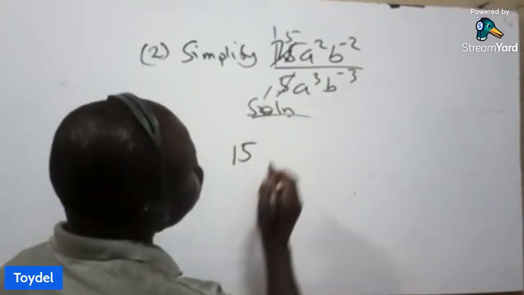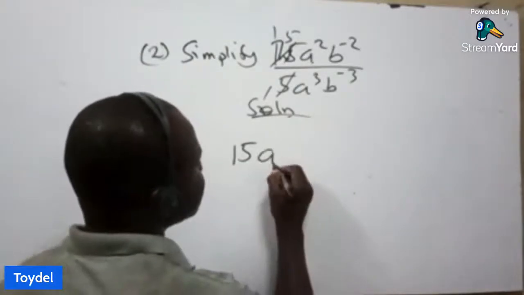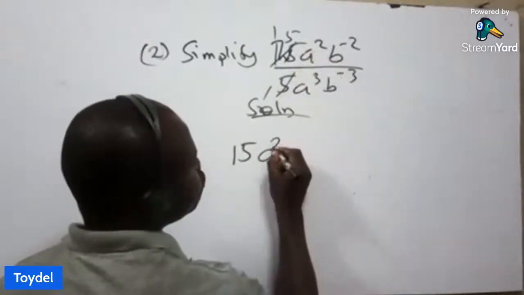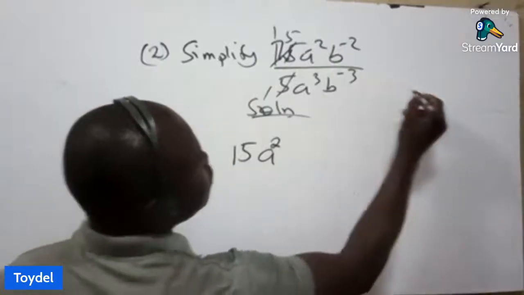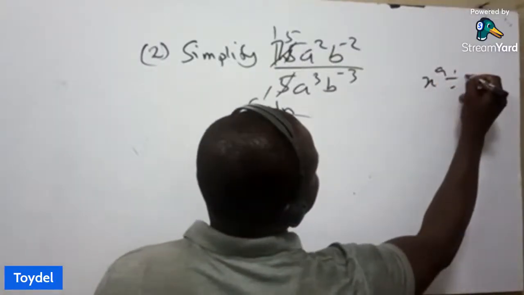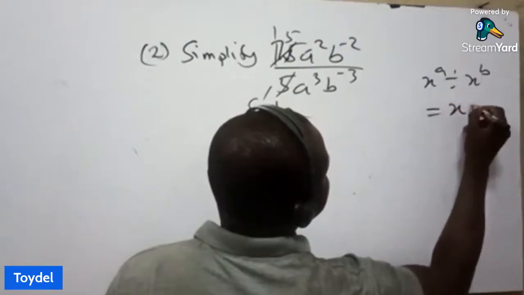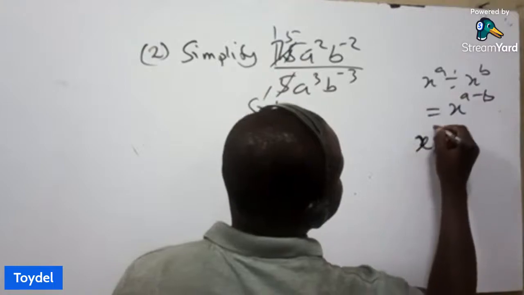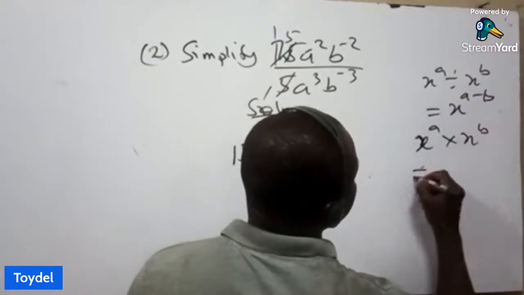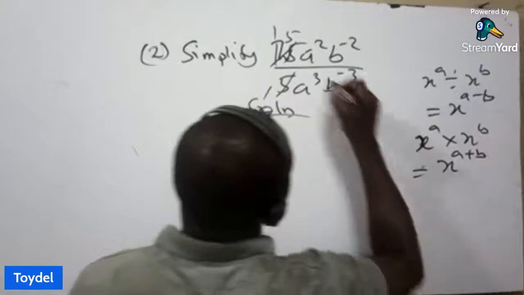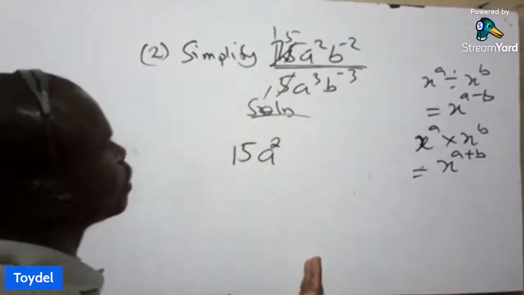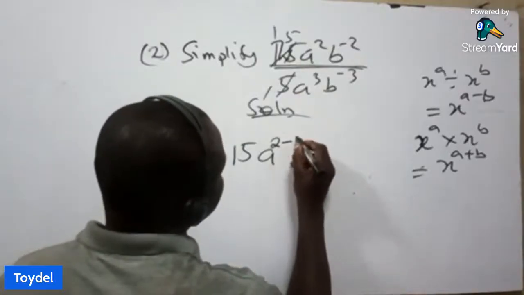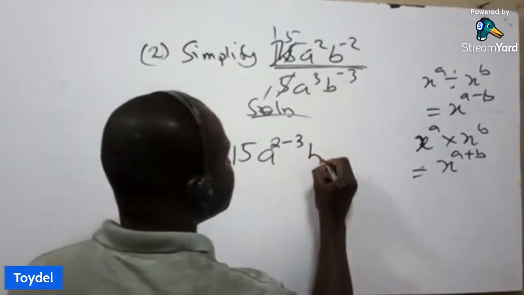Then you now apply the law of indices. There's a at the numerator and there's a at the denominator. What is the power of a at the numerator? 2. In indices, when you have division, s raised to power a divided by s raised to power b, the law says that it will be s raised to power a minus b. If it is multiplication, s raised to power a multiplied by s raised to power b, the law says that it will be s raised to power a plus b. Since this is the division line, it is negative that we introduce. So we have a raised to power 2, a raised to power 3, that will be a raised to power 2 minus 3.